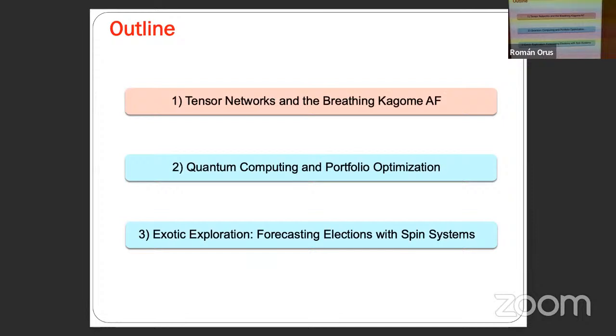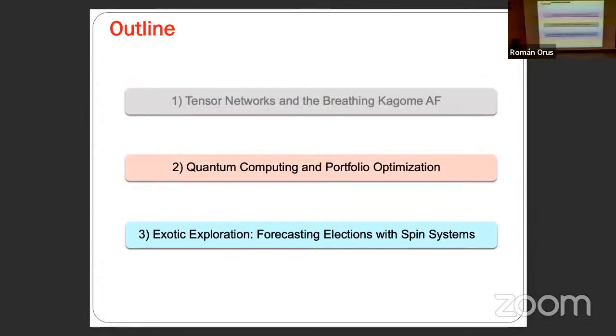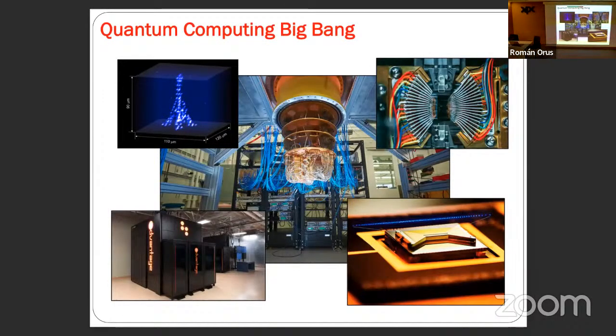Now let me move on to quantum computing and portfolio optimization. As you know, there has been a quantum computing big bang, for those of you that were at the talk yesterday at the Cámara de Comercio right here. So right now there are many different proposals for building a quantum computer. IBM says that it has 127 qubits. Rigetti, which is another company, says that they have 80 qubits, and so on.